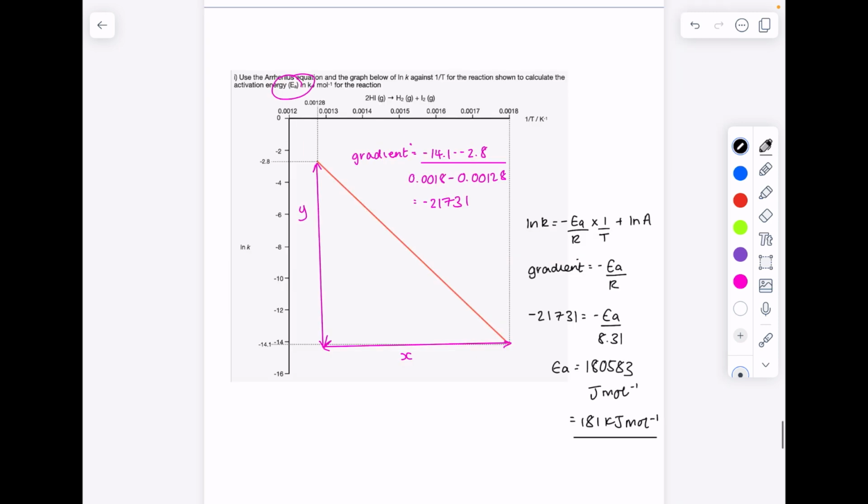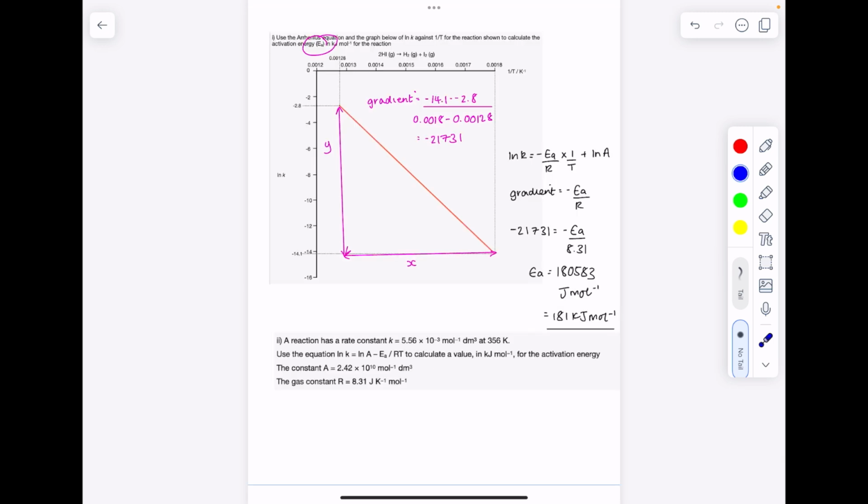So just to remind you, what did we do? We wrote out our Arrhenius equation in the form of y equals mx plus c. We pulled out the fact that the gradient is equal to minus the activation energy divided by the gas constant. We found the gradient using the graph. We substituted in our values, remembering that the gas constant equals 8.31. And then we finally did a unit conversion to get a final answer of 181.